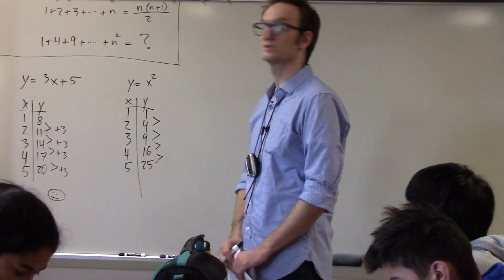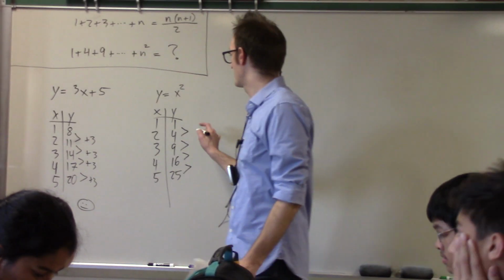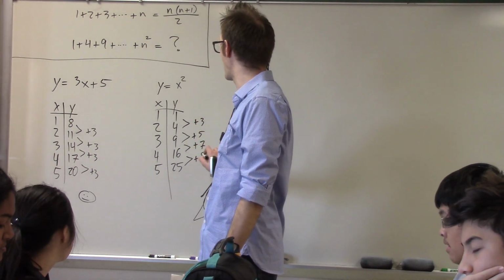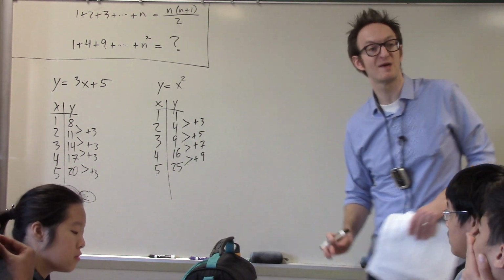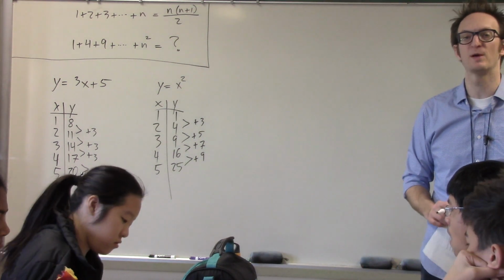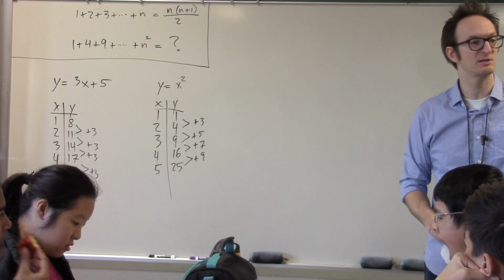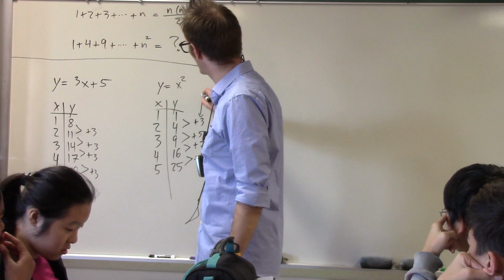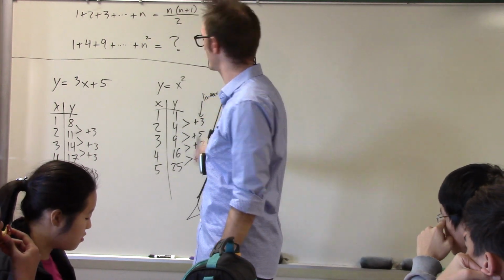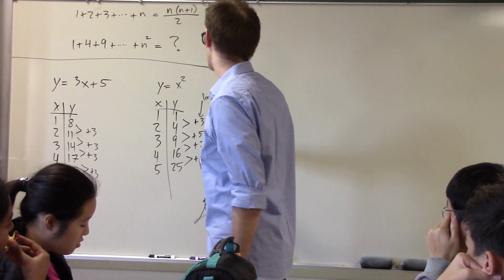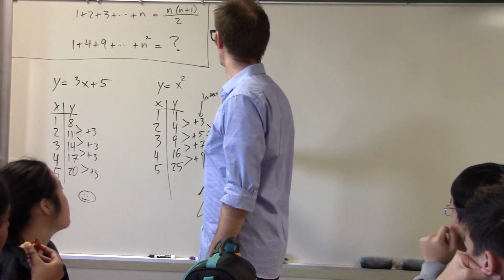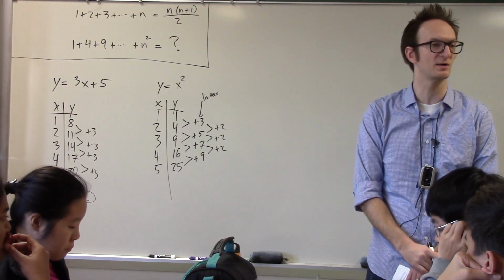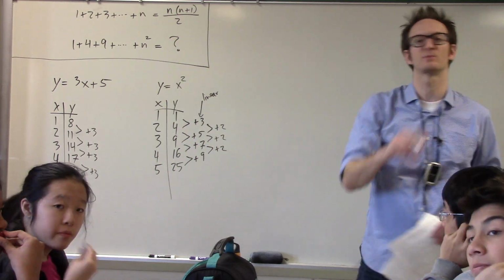If I look at the differences between successive numbers, I get plus 3, plus 5, plus 7, plus 9. And this 3, 5, 7, 9 thing looks very familiar. That pattern is going up by 2 every time. So I strongly feel that this is a linear relationship. And of course it is, because if you're skeptical, you can take differences and see that those differences are 2.